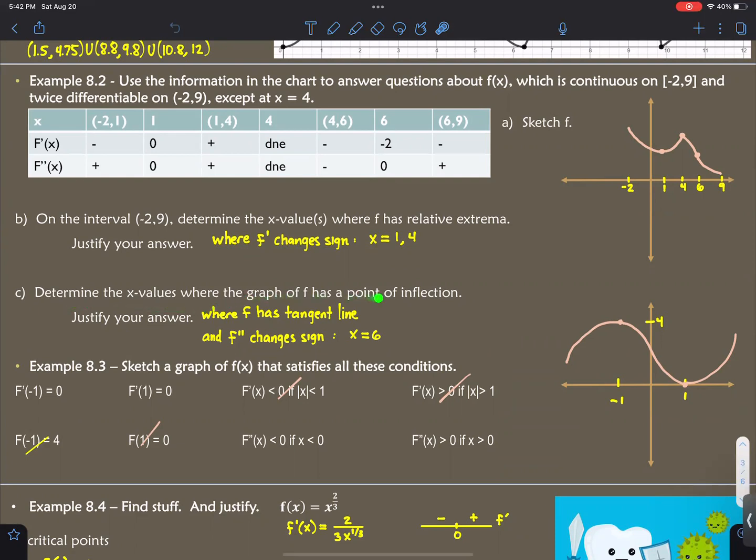X values for a point of inflection, again, justify. We want to find where f has a tangent line and f double prime changes sign. This technically only happens at x equals 6.